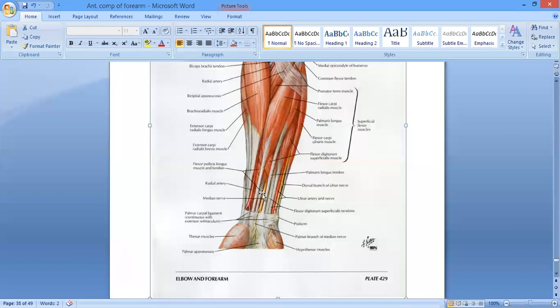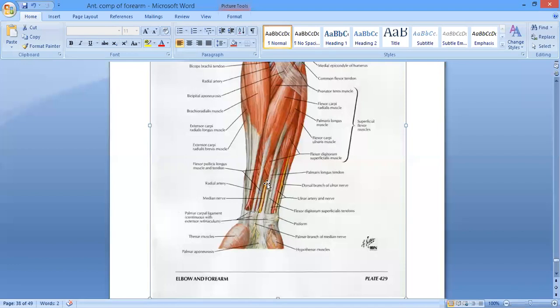So it is going downwards, and it will leave the forearm and enter the palm by passing deep to the flexor retinaculum, okay? Through the carpal tunnel, we have studied the carpal tunnel, right? So, and at that time it is lying between the flexor digitorum superficialis and the flexor pollicis longus, okay?